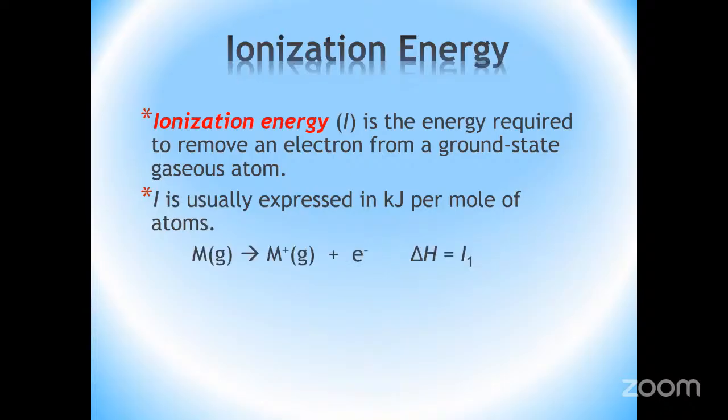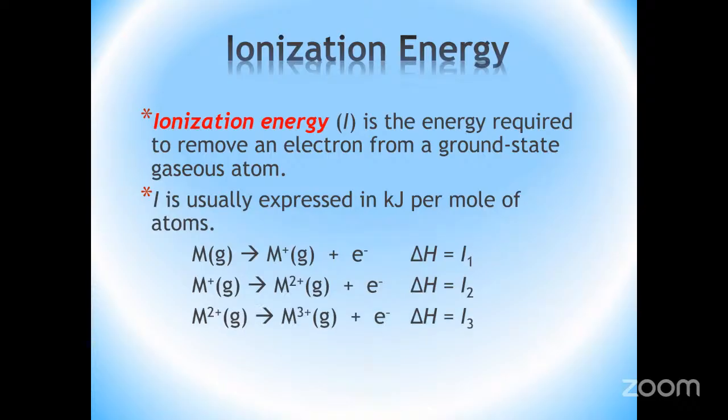And of course, if you have a multi-electron atom, then you can have electrons being removed one at a time. So if you have, let's say, an M atom in a gaseous state and it loses one electron, then the ionization energy for that removal, we call that the first ionization energy. And then if you want to remove the next electron, that's called the second ionization energy, and so on and so forth. So that's basically what ionization energy is all about.